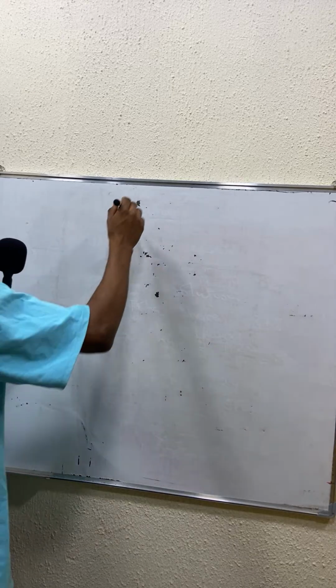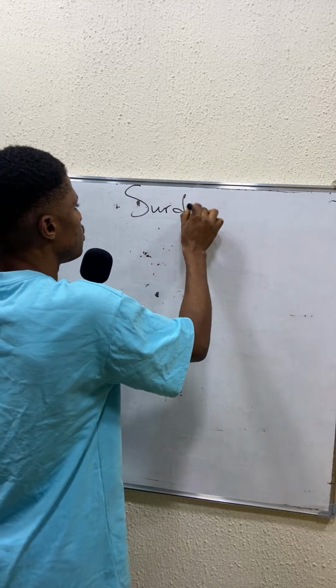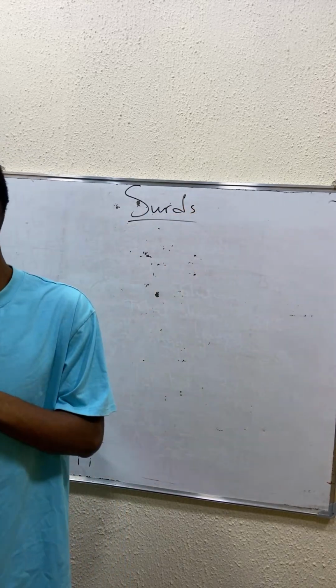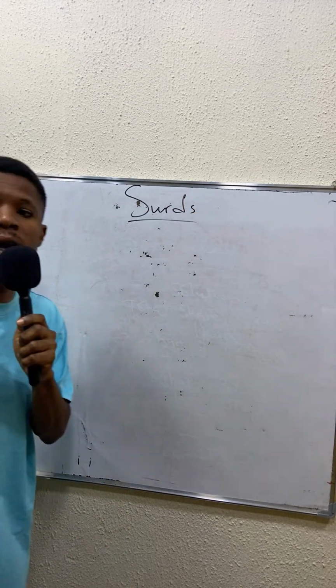Irrational numbers. Okay, we'll be looking at surds. Surds are basically irrational numbers. We are looking at surds. Surds in math.